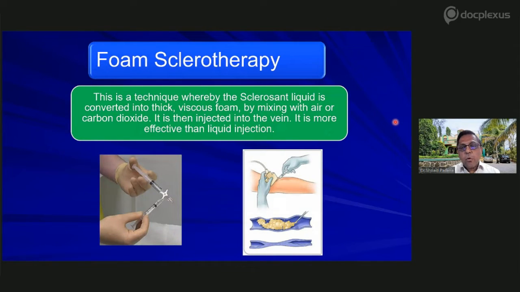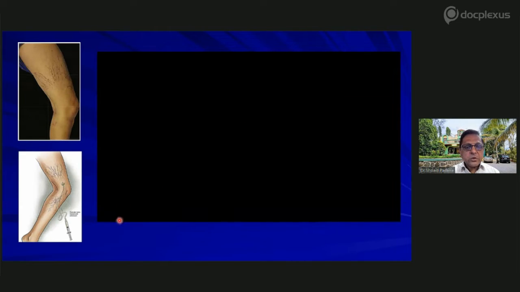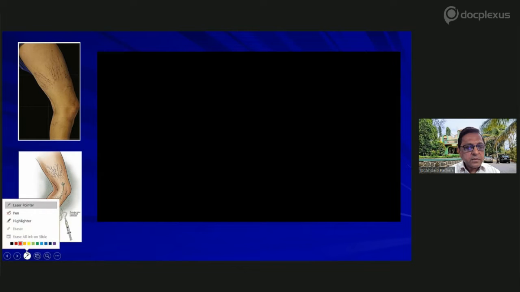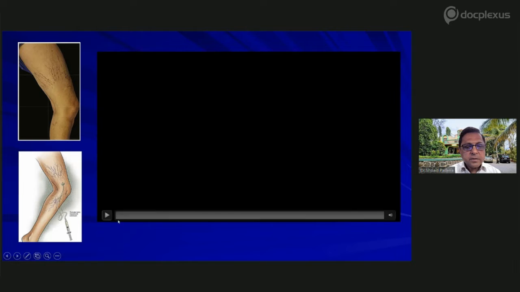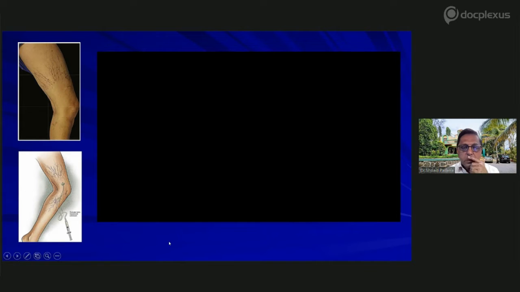Or you can make a foam out of this liquid. And when you make a foam out of this liquid and you inject it into the vein, it stays for a longer time and gives a better result. And I would like to show you a little video here of how we do this. Okay, so the video is going to work now.